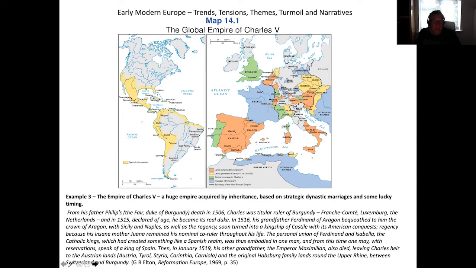So if you read from his father, Philip the Fair was the Duke of Burgundy, one step on from Charles the Bold, but he only really was ruling the Netherlands bit. When he died in 1506, Charles became titular ruler of Burgundy. As he was only 6, he didn't become its real duke until 1515. Franche-Comté, which is now a part of France, was an independent eastern bit of Burgundy.